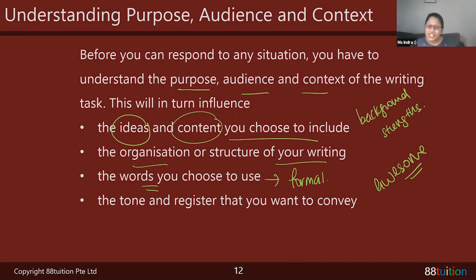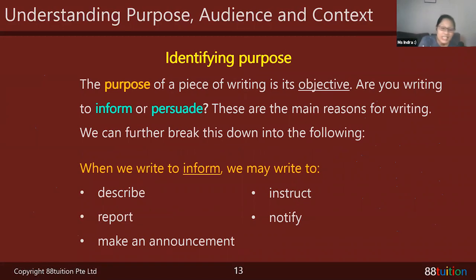All right. Now, the tone and register that you want to convey, what kind of message you want to bring across, will actually be affected by the kind of tone that you use. Okay. Now, how do we identify purpose? Something that is very important whenever we are given the situational writing task, okay? Now, the purpose refers to the objective of a situational writing. So there are always two objectives, so to speak. You have the choice to inform or to persuade. So which do you actually pick up, right?